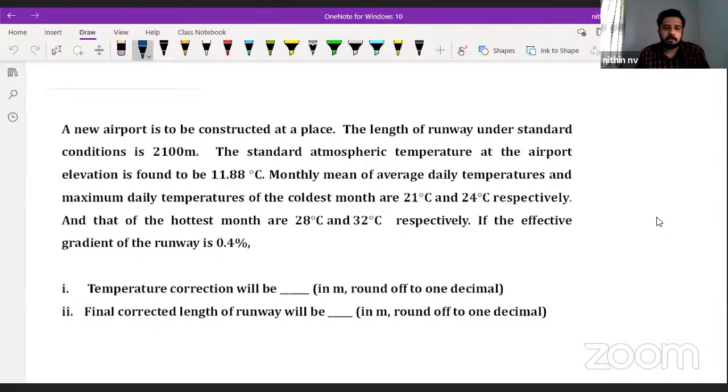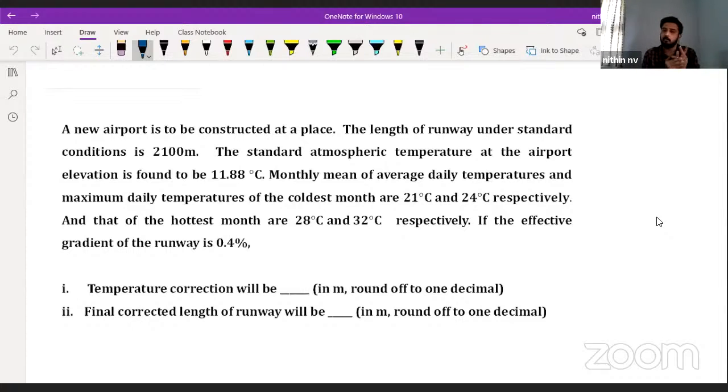Now, a new airport is to be constructed at a place. This question is somewhat tricky; that's why I wanted to explain it. First of all, whenever you get a question, 3 data we require. What is the elevation of that airport?